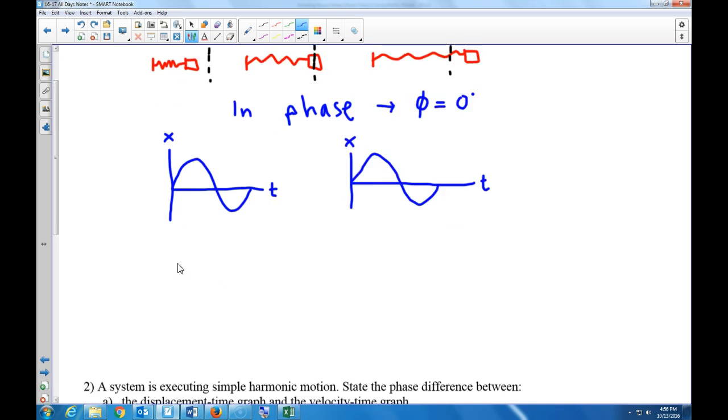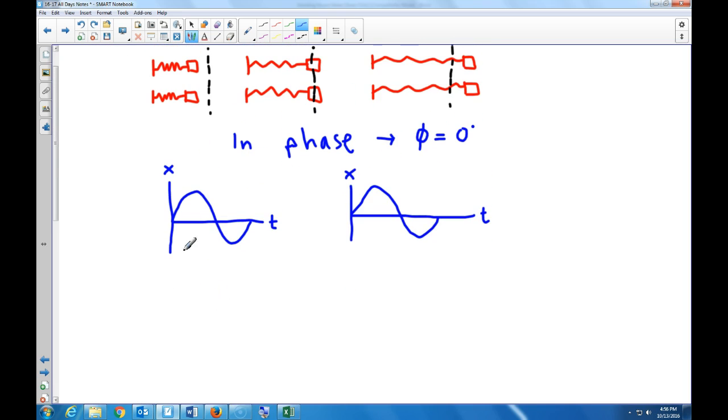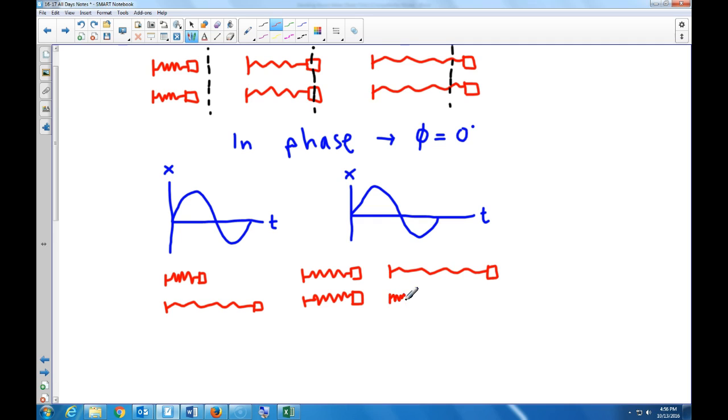By contrast, out of phase. What's out of phase? Well, if you have systems that are always exactly at opposite stages. So when one of the springs is at the far left edge, the other is at the far right edge. They're both at equilibrium at the same time, but they're moving in exact opposite directions. The top one is moving to the right, and so it stretches out next. The bottom one is moving to the left, and so it scrunches up next. So they're always at exact opposite parts of the cycle.